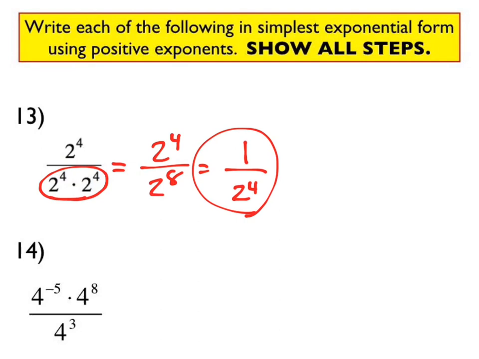and then we can simplify that to 1 over 2 to the 4th power. The next block of problems is exactly what we are doing. That was number 13. I would like you to go ahead and do through number 18, and then we'll compare those. So go ahead and do 14 through 18.